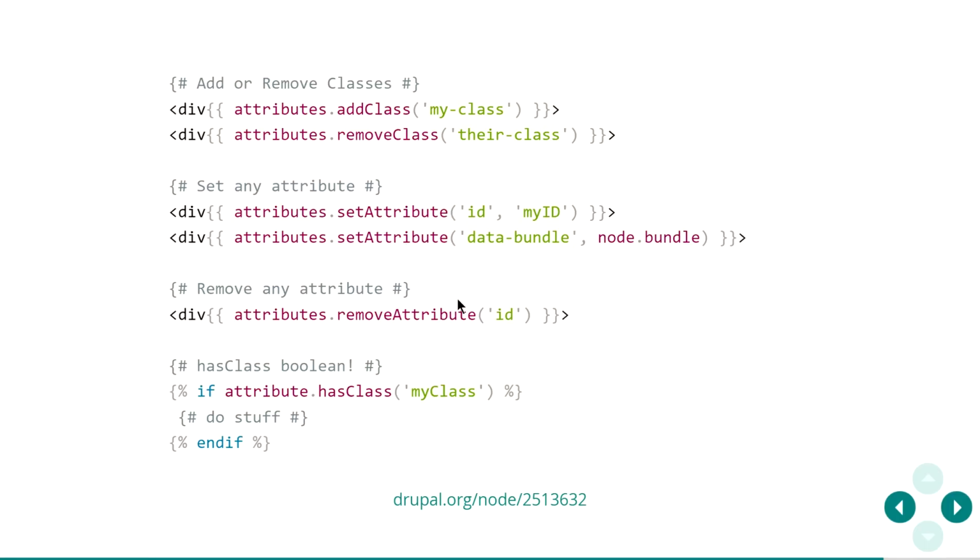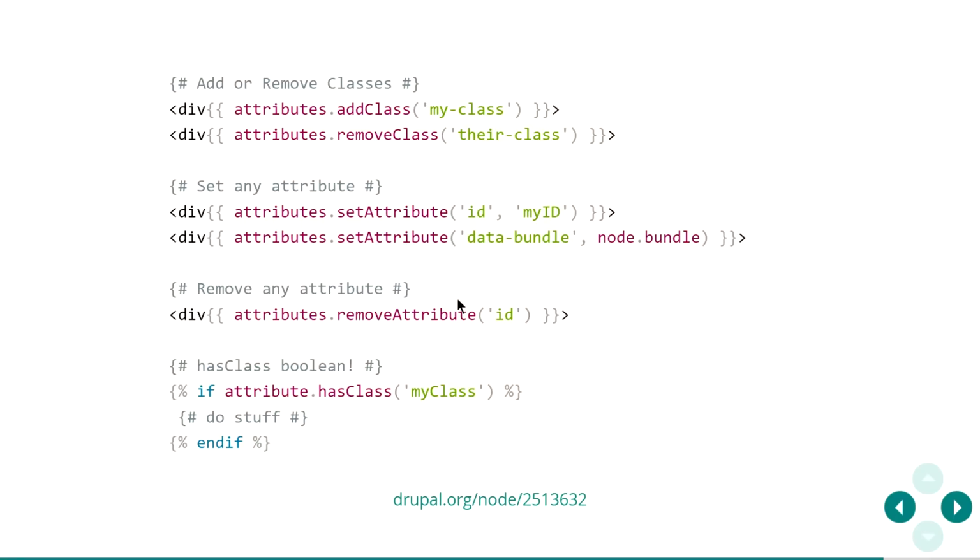So to add or remove a class, you simply do .addClass and then add your class. If you want to remove a class, same thing. If you want to set any arbitrary attribute, say data-bob and set it to Bob, you can totally do that. You just do setAttribute and then pass in the parameters. I could also set a data attribute for what bundle this entity comes from, so data-bundle, set to a variable of node.bundle.